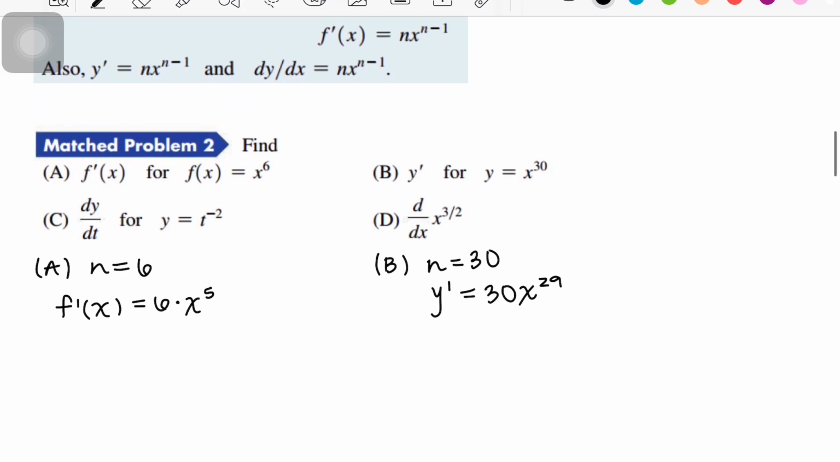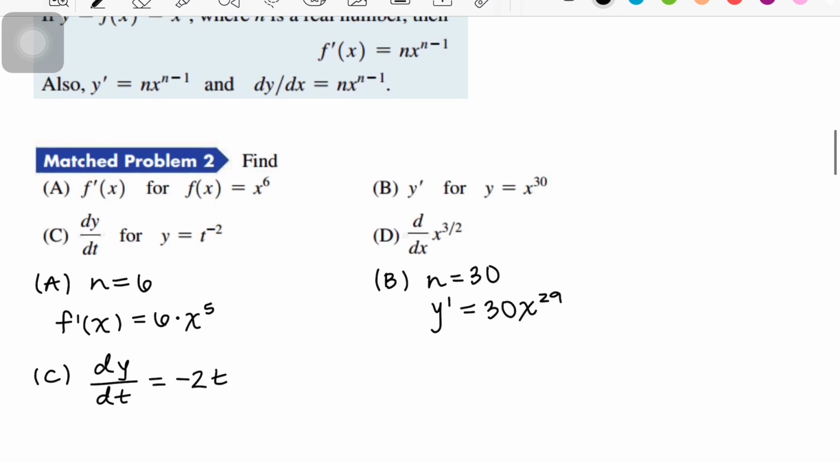All right, now doing the same thing for c here, we want to find dy dt for y is equal to t to the negative 2 power. So we would write this as dy dt is equal to, and again, our n here is negative 2, so our negative 2 comes down in front, and then we're multiplying it by our variable, and then our variable is going to be to the power of our original power minus 1, so negative 2 minus 1 is negative 3.